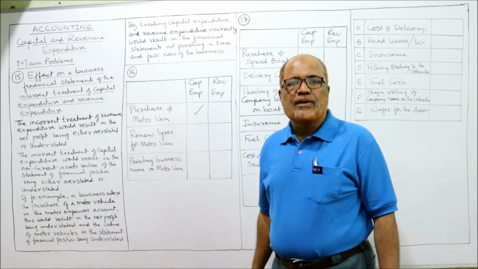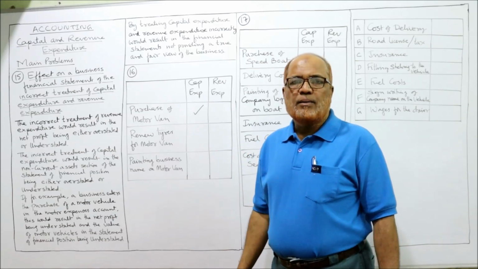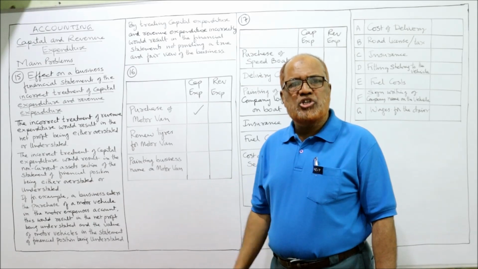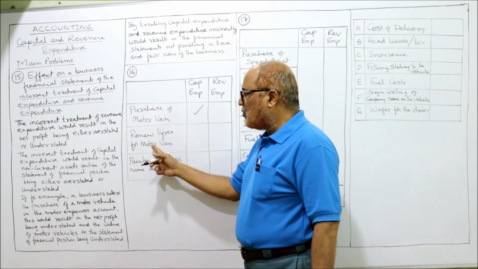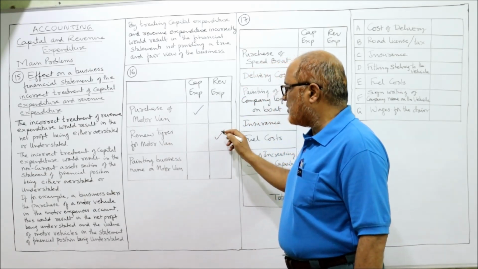Renew tires for motor van. Tires renewed. It's a recurring process. That means again and again tires will be changed. So it will be a revenue expenditure. Renewing tires of a motor van is a revenue expenditure.